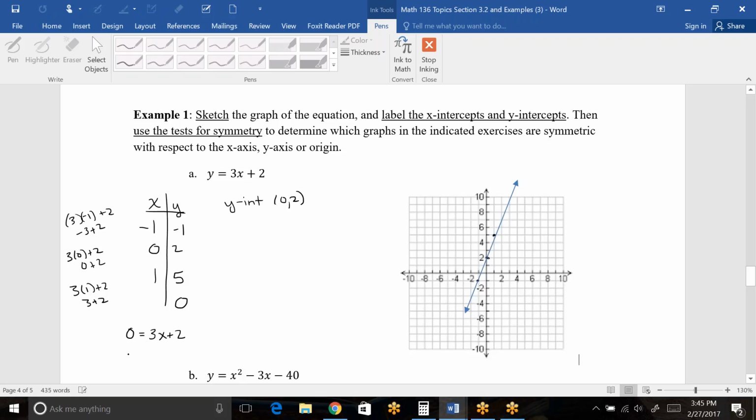So 0 equals 3x plus 2. So we'd subtract over 2 and divide by 3. So it looks like my x-intercept is (-2/3, 0). And if you look at my graph, that kind of makes sense. That's not quite -1, so -2/3 looks right. And then we need to test for the symmetries. So here's my x and y intercepts.